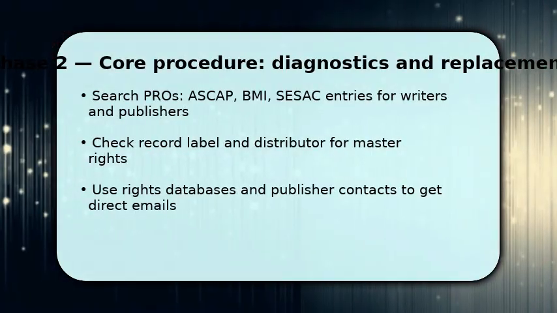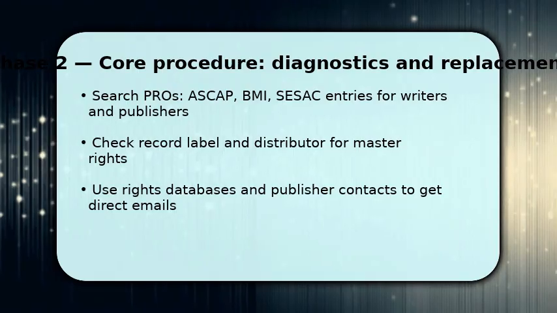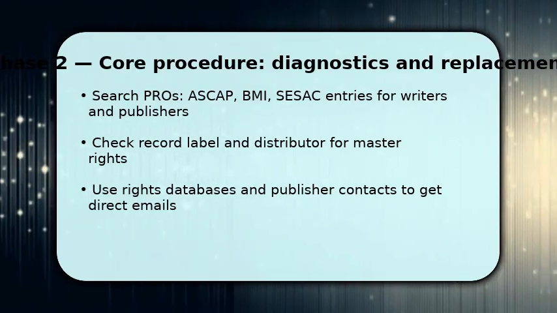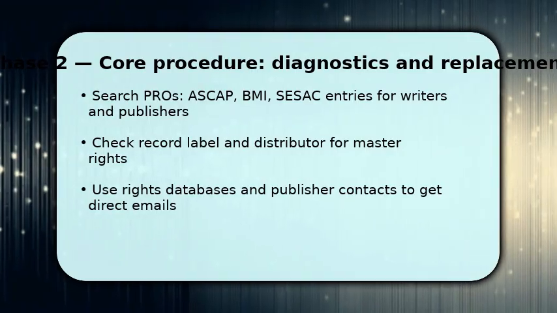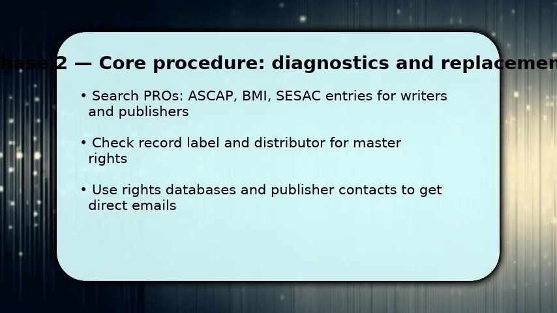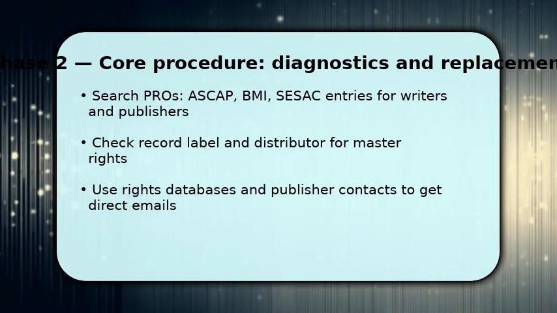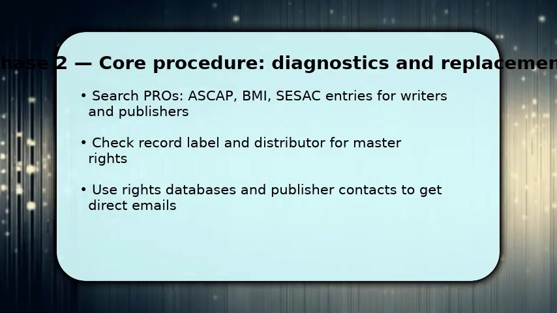Once you have metadata, search performing rights organizations like ASCAP, BMI, and SESAC to find writers and publishers. This tells you who controls composition rights. Then, check the record label or distributor for master recording ownership because you'll need that for the actual audio. If contacts are missing, use publisher databases and industry directories to get direct emails.